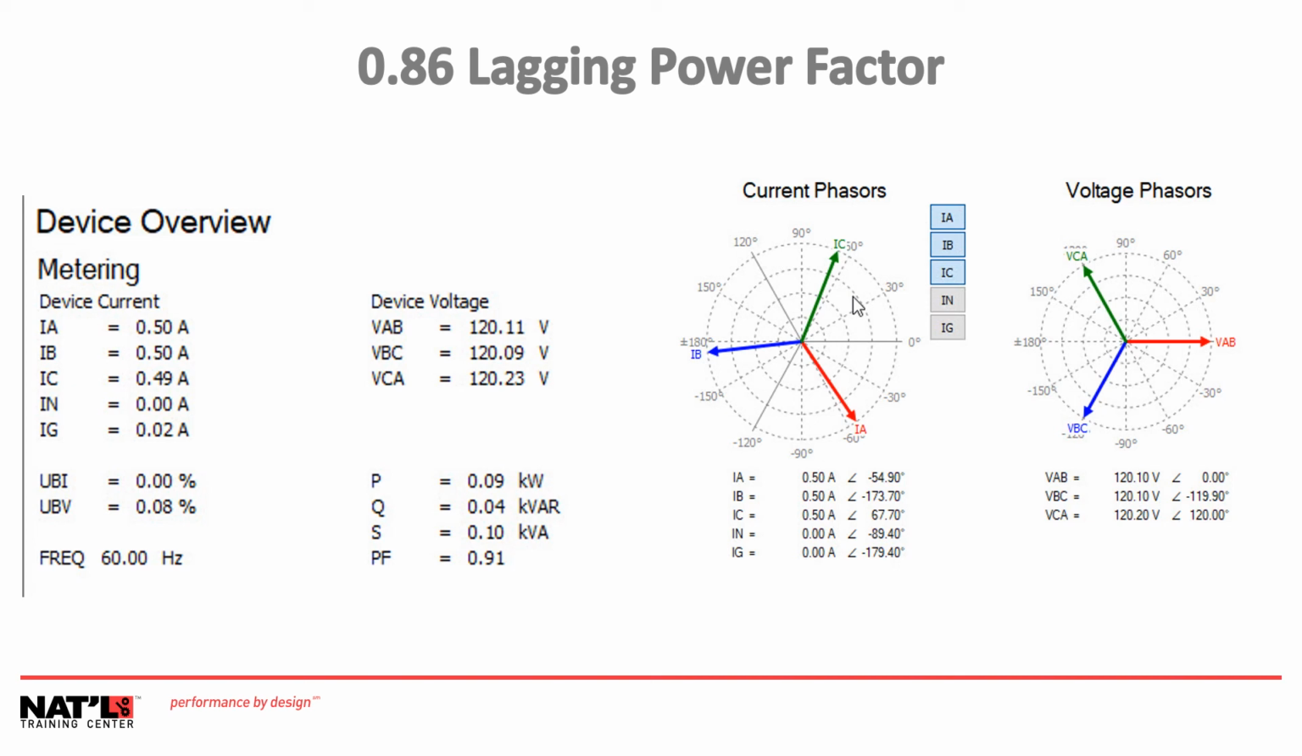You'll notice that kVA and kW don't equal each other anymore. There's a little difference between kVA and kW. And you'll notice we now have some kVARs. That's because of the shift in the power factor. You'll also notice that whereas IA lagged VAB by 30 degrees at unity, IA now lags VAB by approximately 60 degrees at our 0.86 power factor.